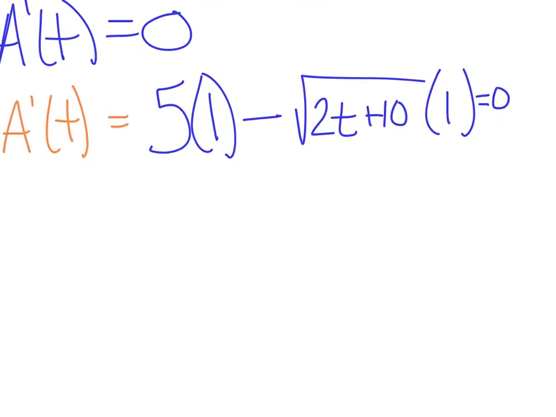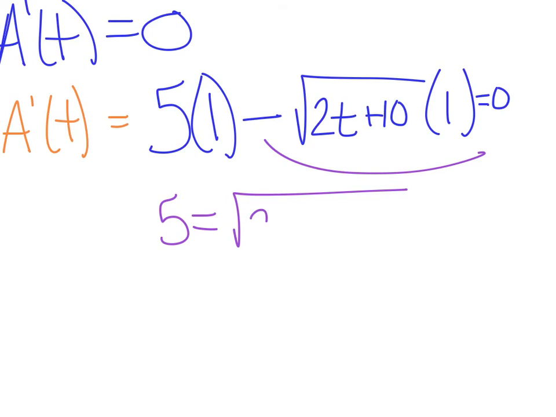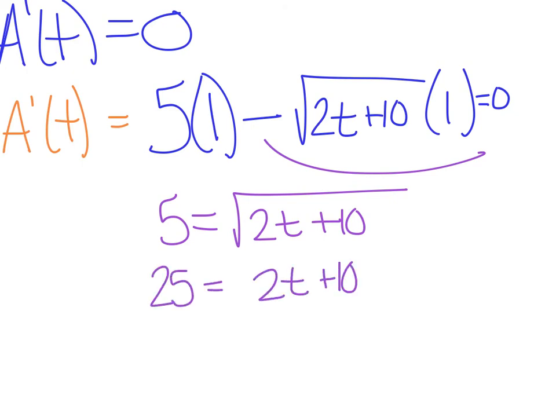Now we'll just simply solve this equation. I'm just going to bring that to that side. So 5 equals the square root of 2t plus 10. To undo a square root, you do its inverse, which would be squaring it. So 25 equals 2t plus 10. Subtract my 10. 15 is equal to 2t, so t equals 7.5.